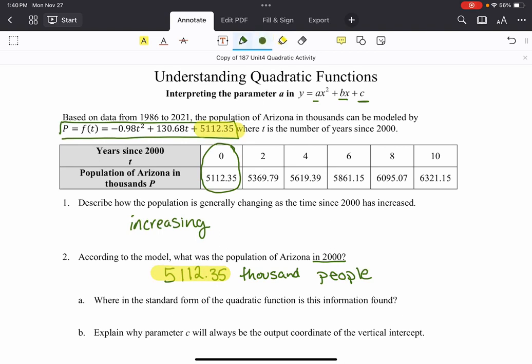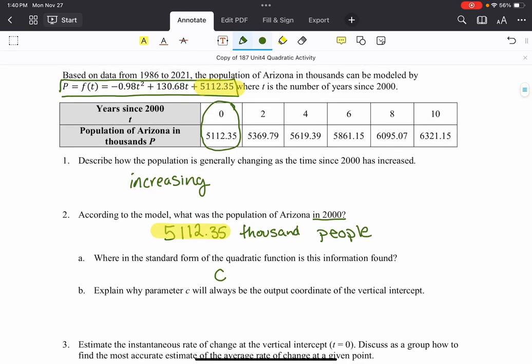And so this is in that C position right there. And so this is our C value. Now, why will C always come out as our vertical intercept? Well, if you remember, your vertical intercept should occur when your input value is 0.